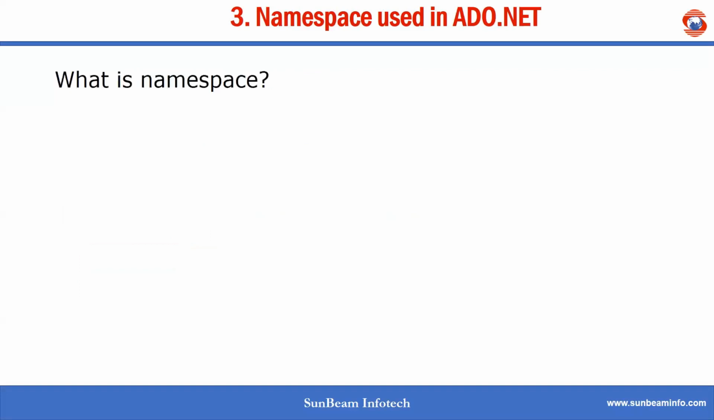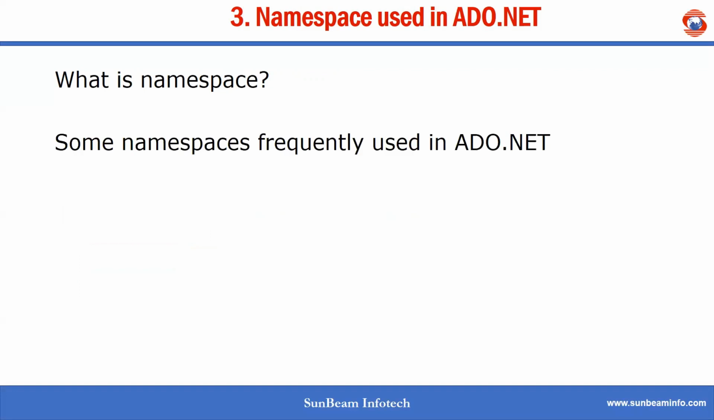Now next, namespaces used in ADO.NET. First of all, what is a namespace? A namespace is a way to organize a group of related classes and types into a logical unit. Namespaces are used to prevent naming conflicts between different classes and types, and to make it easier to find and use related classes and types. Some namespaces are frequently used in ADO.NET.